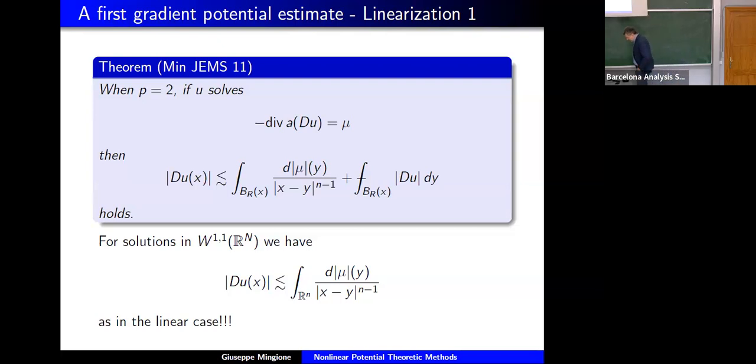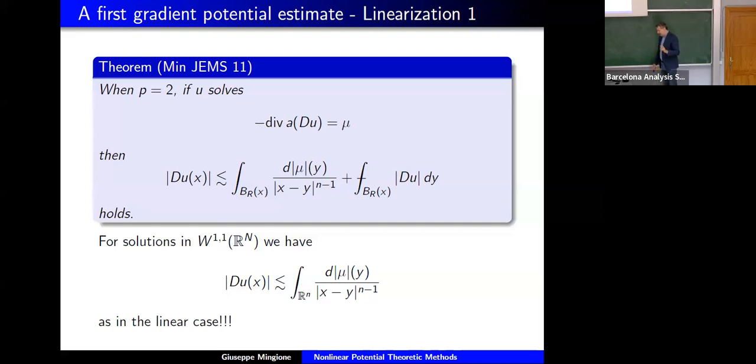This is the first of a series of results that was largely debated in the community, because the first result was by Kilpeläinen and Malý and was via Wolff potentials. Then Zhong and Verbitsky, and other people, tried to prove the gradient estimate via Wolff potentials. And other people believed that it was not true. Kilpeläinen and Malý's paper is from 92. And the paper of Zhong and Verbitsky is from 99. And then they started thinking about gradient estimates, but in terms of Wolff potentials. Of course, Wolff potentials and Riesz potentials coincide when p is equal to 2.